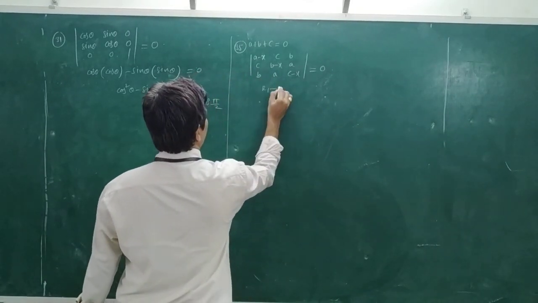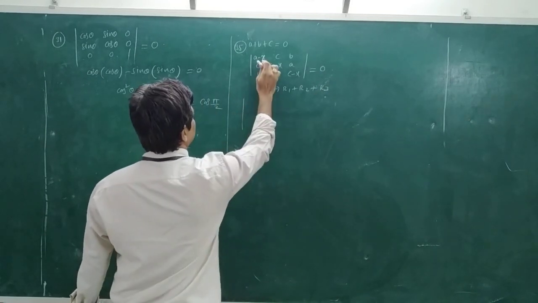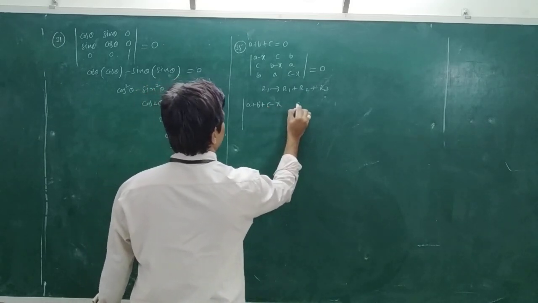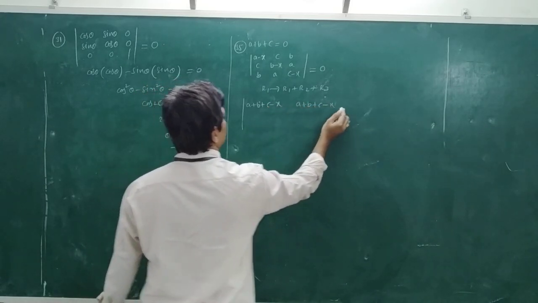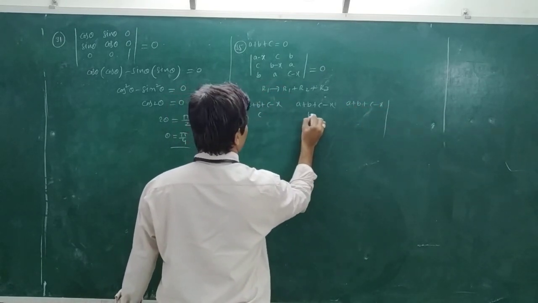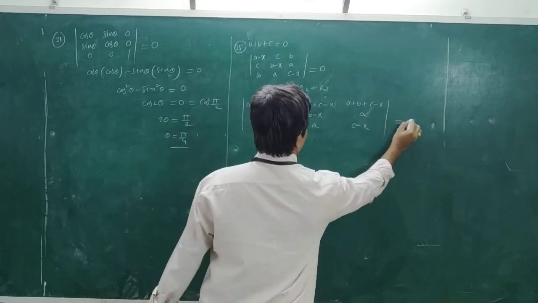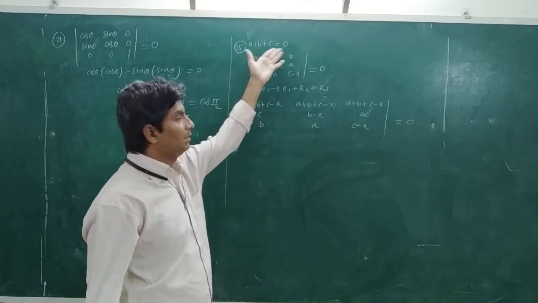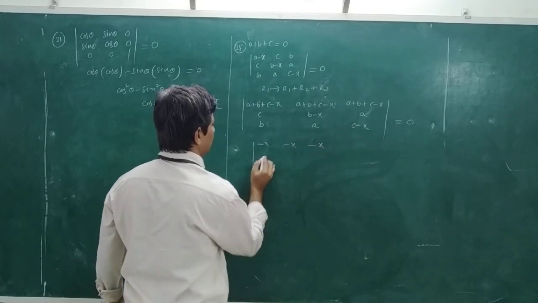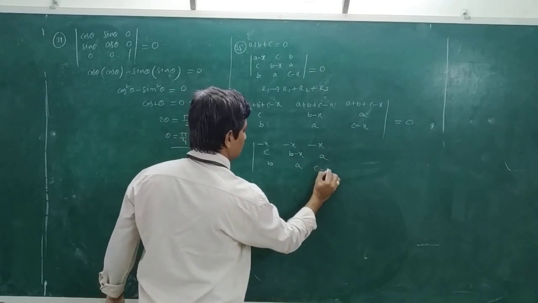Apply R1 implies R1 plus R2 plus R3. A plus B plus C minus X. Here also A plus B plus C minus X. Here also A plus B plus C minus X. So this is C, B minus X, A. This is B, A, C minus X equal to 0. Already it is given A plus B plus C equal to 0. Substitute, this is 0 minus X. Minus X, minus X, minus X. C, B minus X, A. B, A, C minus X equal to 0.